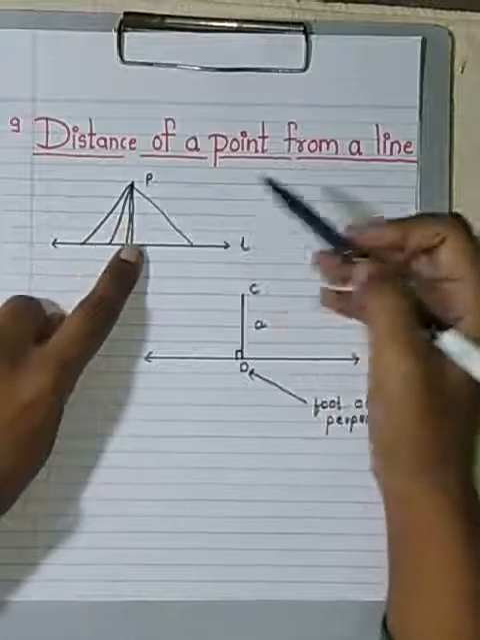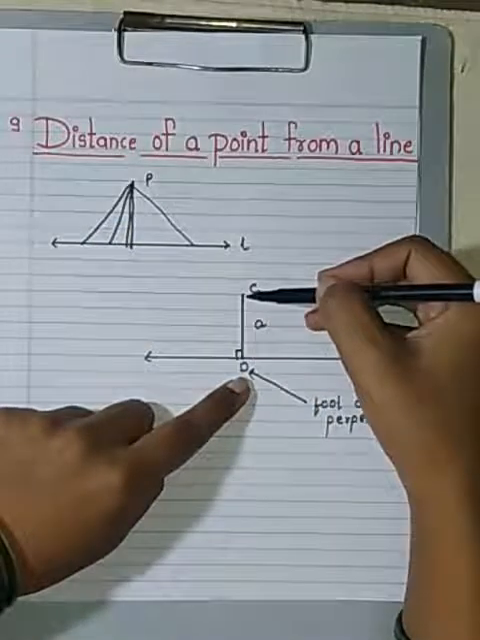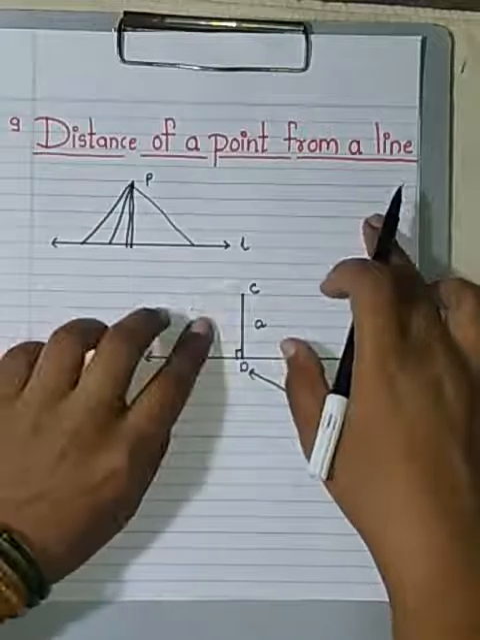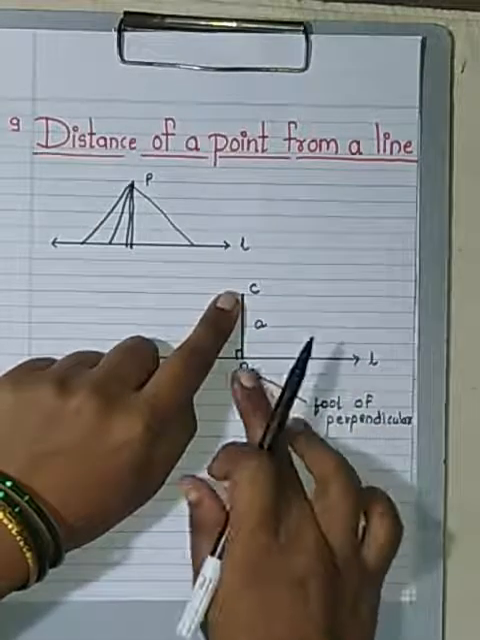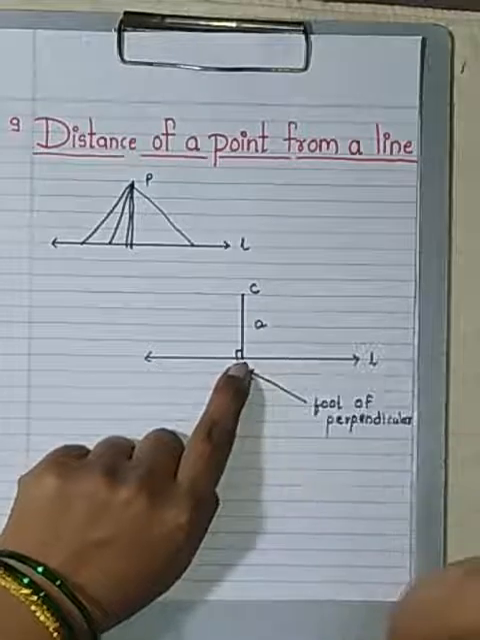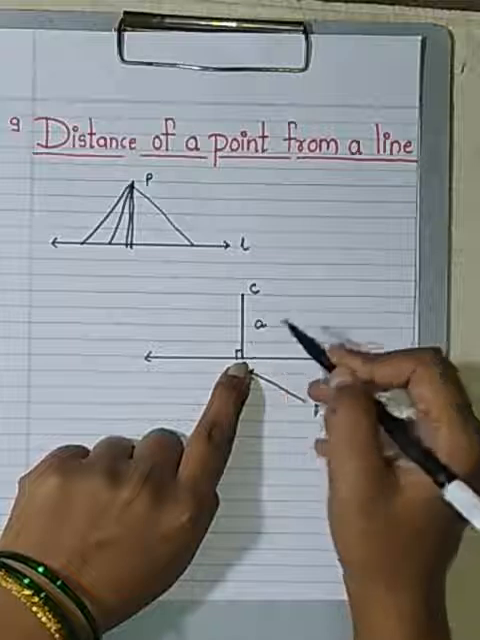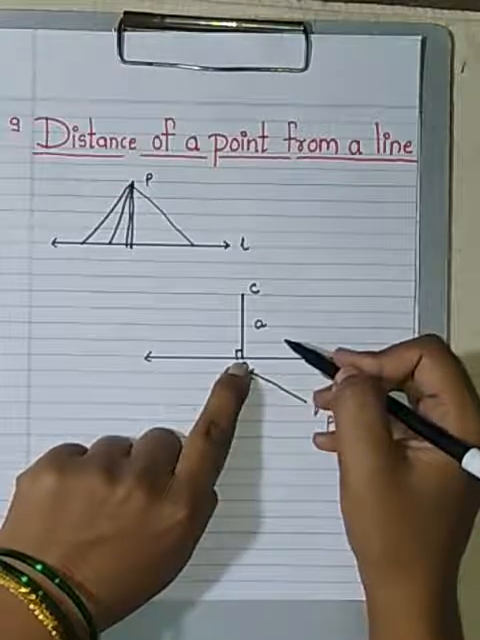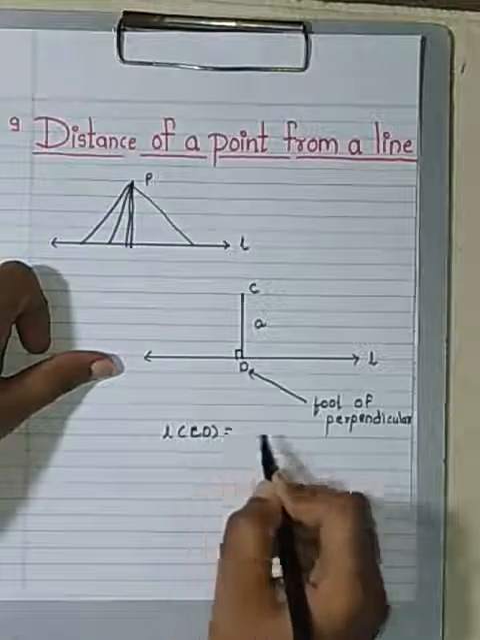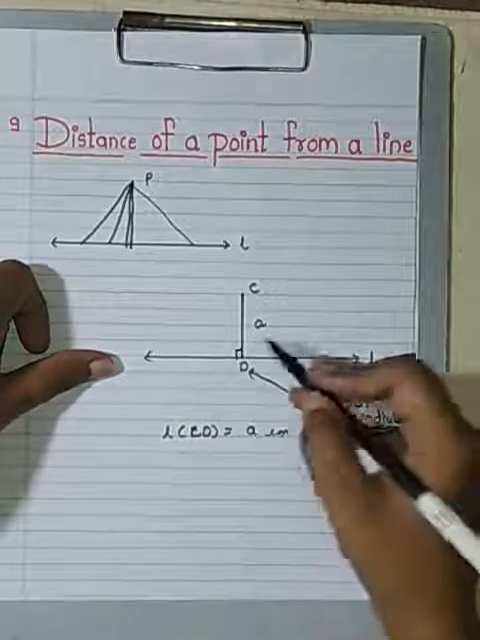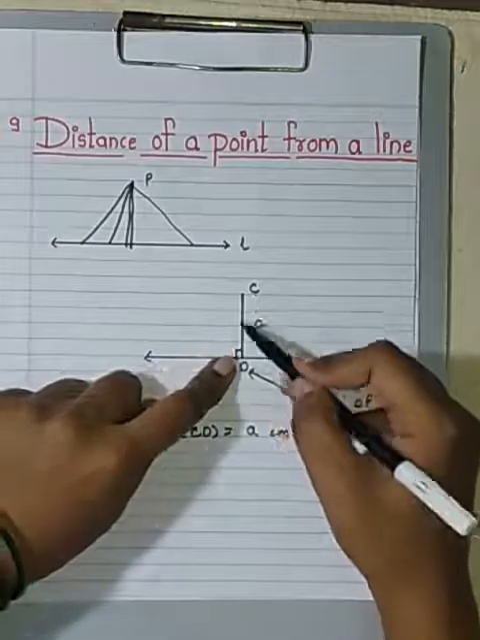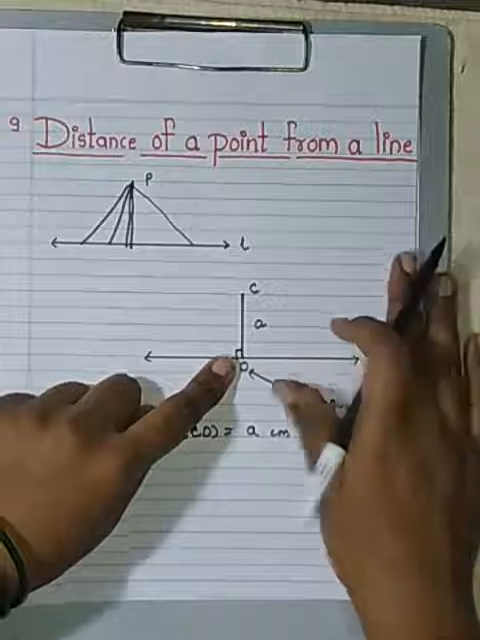Now whenever you are told to measure the distance of a point to the line, how will you measure? You have to take a set square, place it on this line and this point, draw a straight line joining the line to the point and measure the distance. It may be 5 centimeters, 6 centimeters, maybe 3 centimeters. Here you can find length of CD is equal to A centimeters. So you have to measure the distance in a perpendicular manner. Is it clear till here?